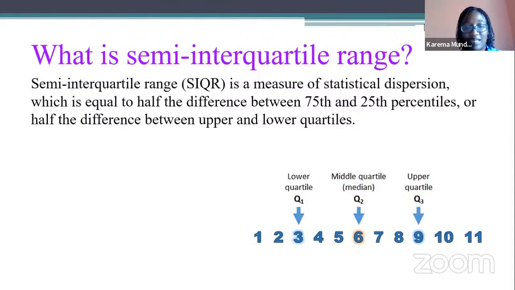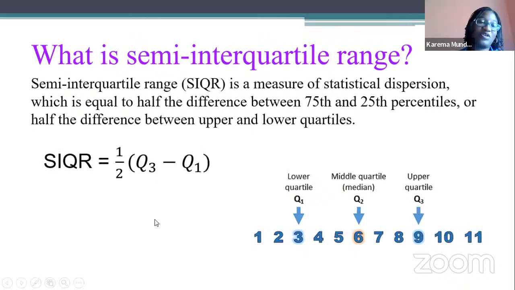So all of those words, that's pretty much what it's saying. It's a half of the interquartile range. Since the interquartile range was 6, that means it would be 3. Awesome. Perfect. Nice. Beautiful.